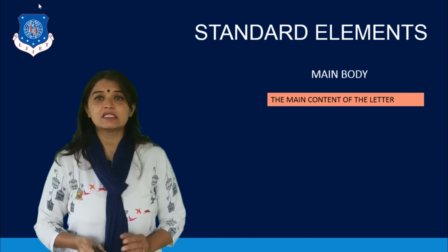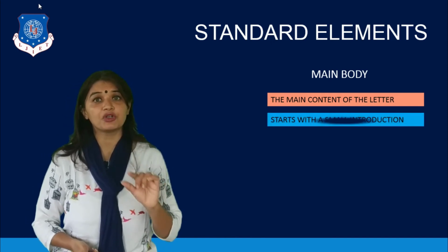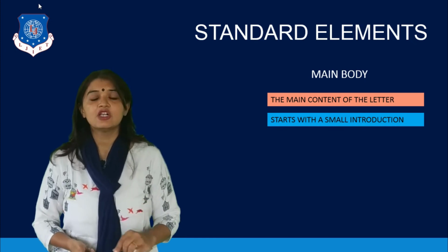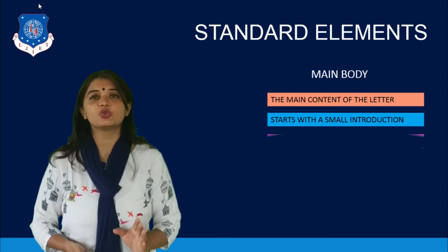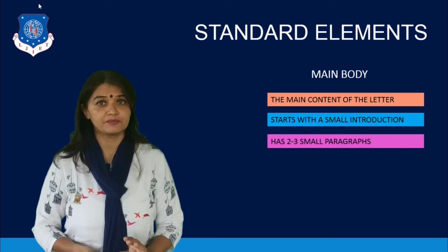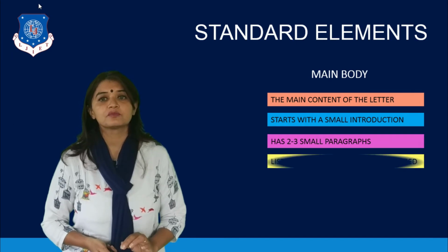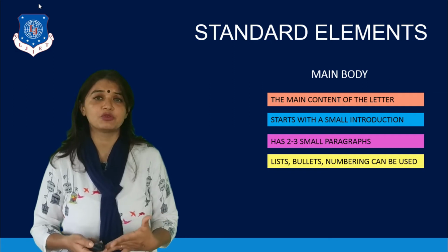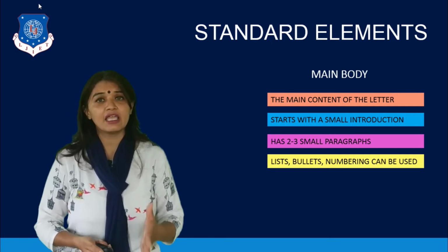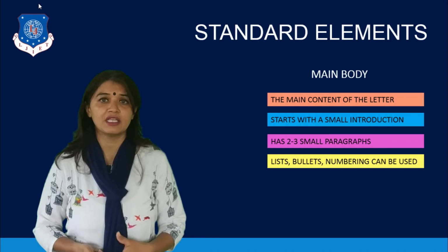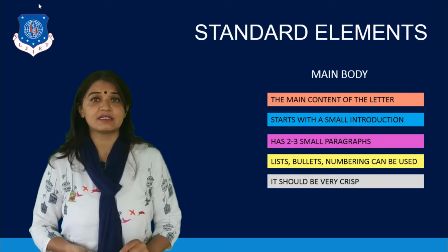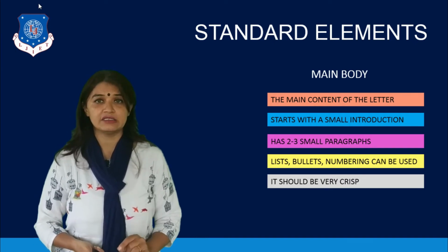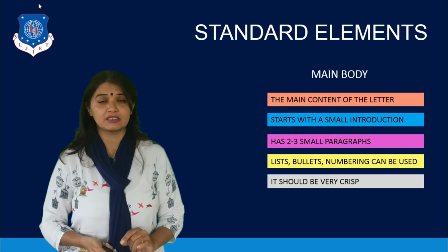Now the main body starts with a small introduction about what you are going to write, followed by the next small paragraph where you may write the detail. So actually the business letter has 2 to 3 small paragraphs only. You may use lists, bullets, numbering, tables, whatever is required. If you have to put some data in the business letter, if it is required, you may put it in the main body. And remember that business letters are very crisp, so your main body should be very crisp and clear.